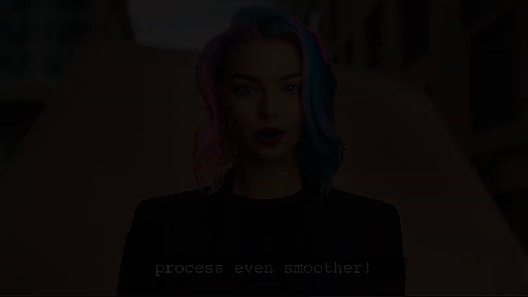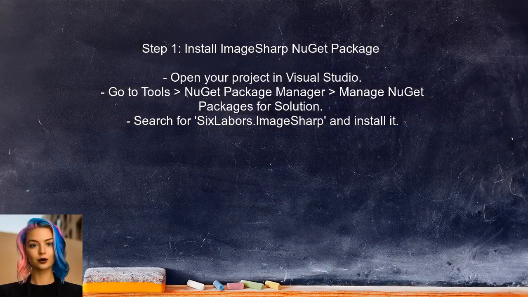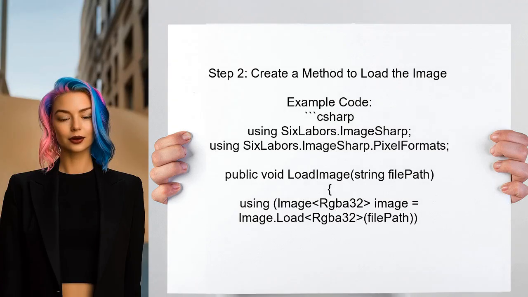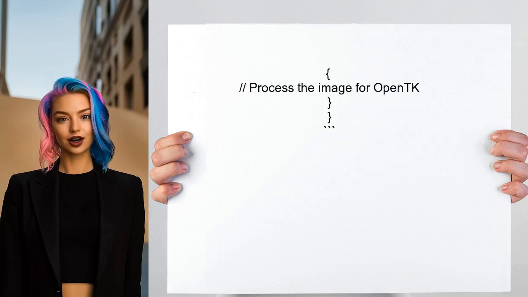process even smoother. To load a PNG file in a .NET Standard project without using system drawing, the user can utilize the ImageSharp library. First, they need to install the ImageSharp NuGet package. Next, the user should create a method to load the image using ImageSharp. This method will read the PNG file and convert it into a format suitable for OpenTK.